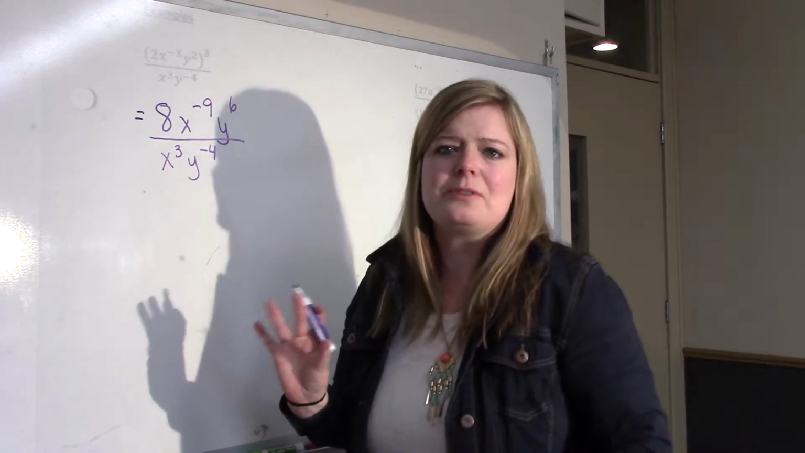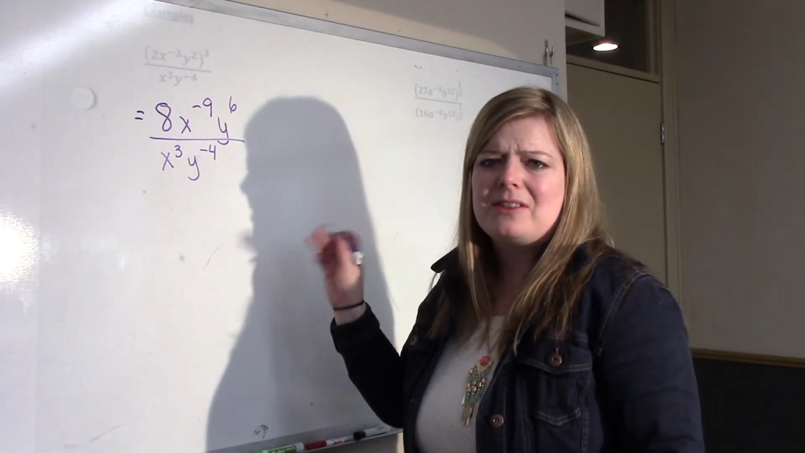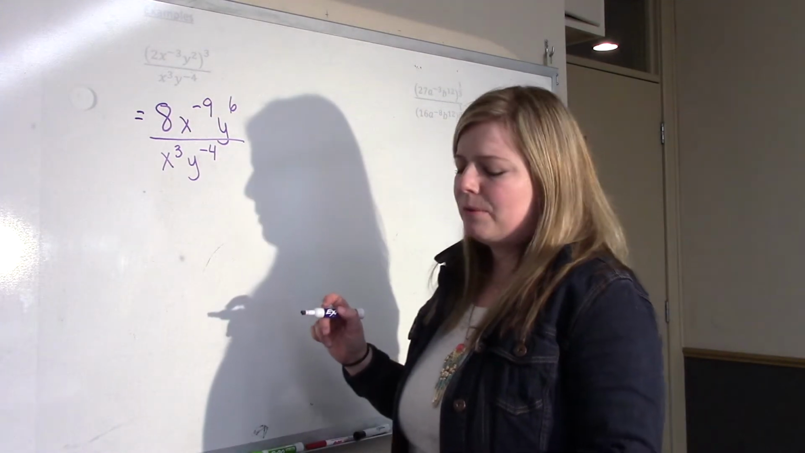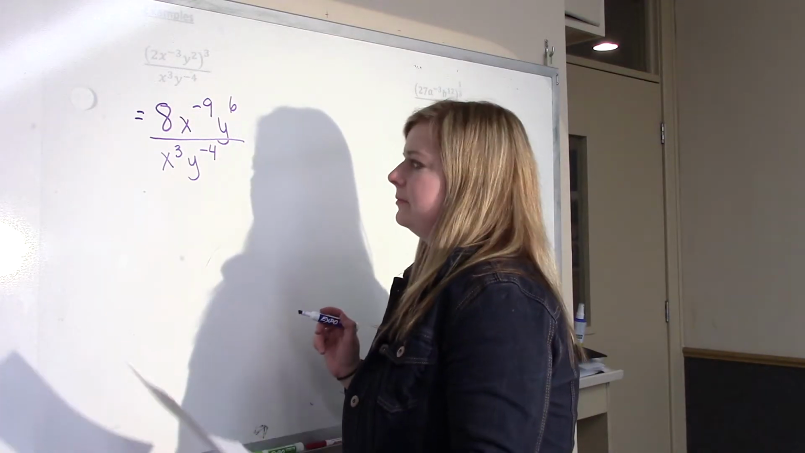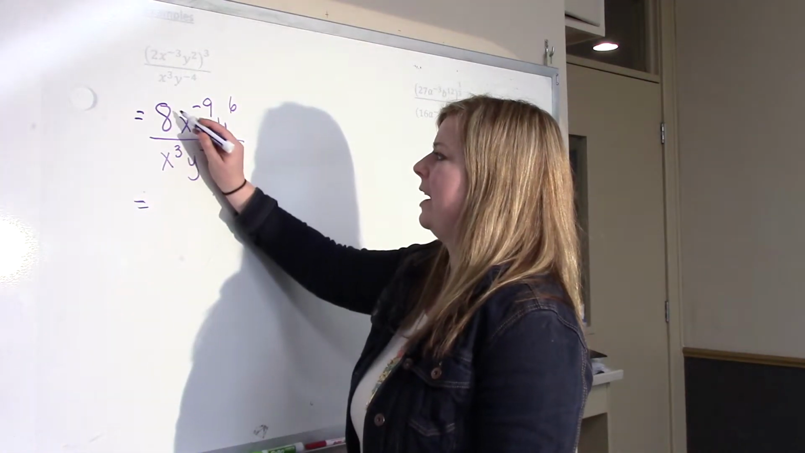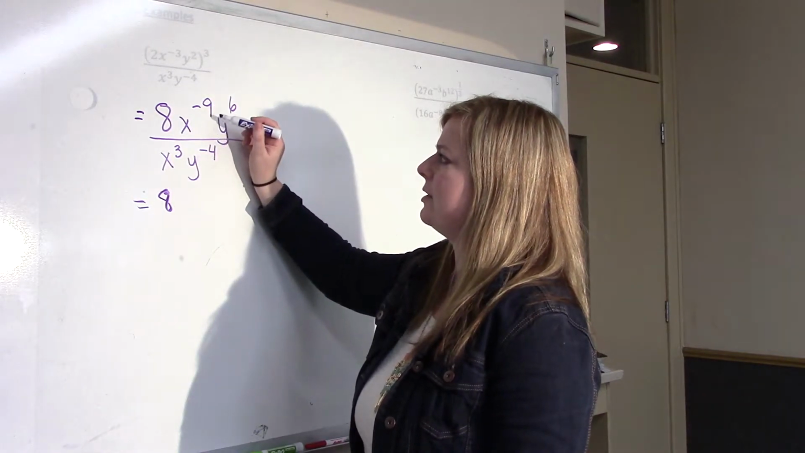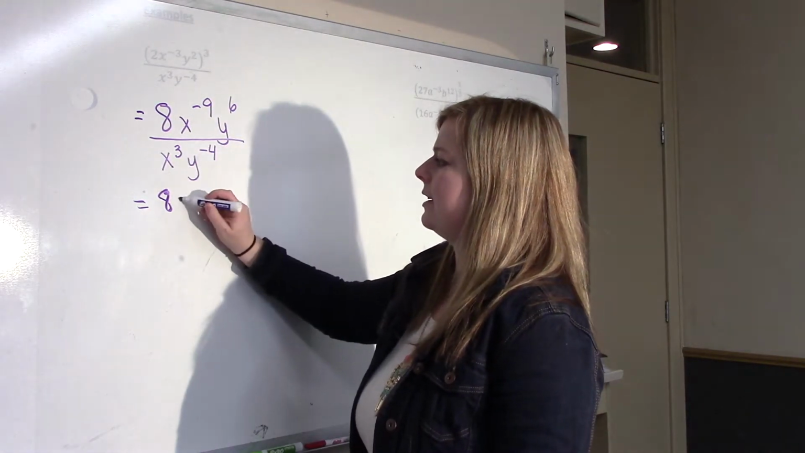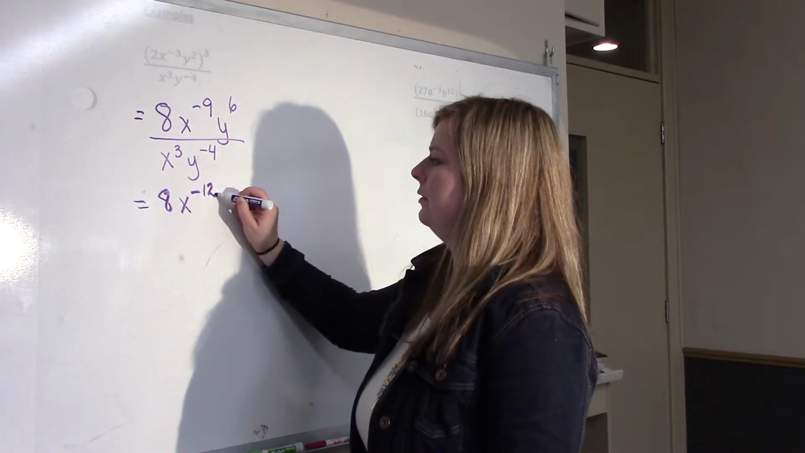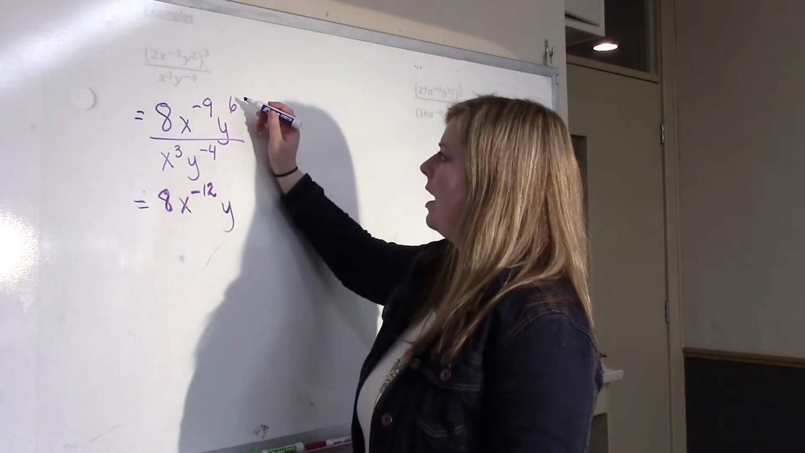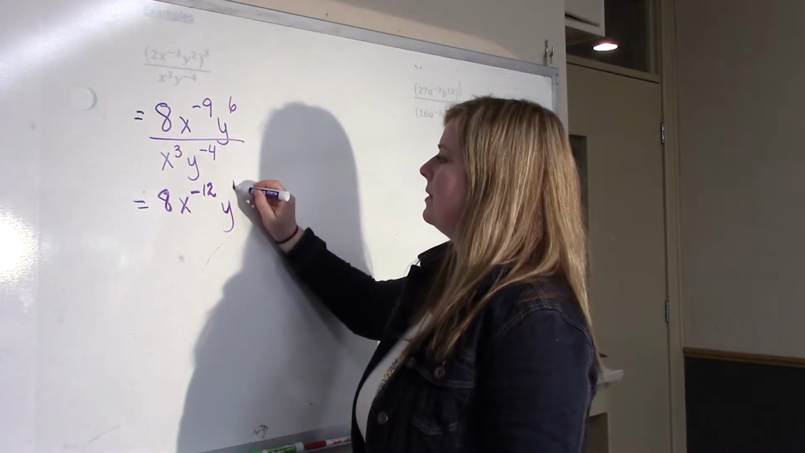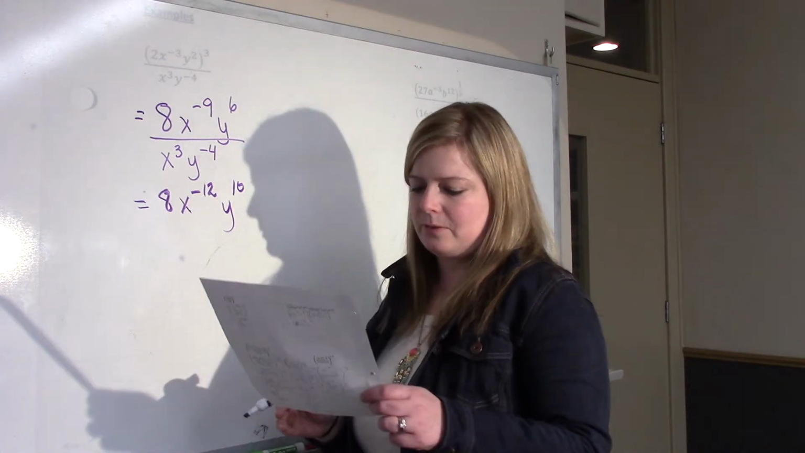Don't freak out that there are negative exponents. We'll deal with them at the very, very end. Now we want to apply the quotient rule. So 8 divided by 1, that's still just 8. x to the negative 9, so I do negative 9 minus 3, so that's x to the negative 12. And then y is to the power 10, 6 minus negative 4.